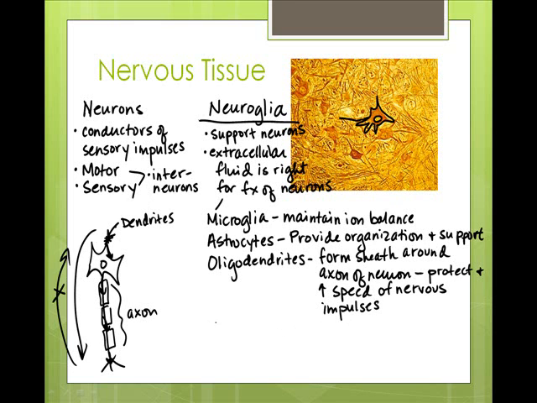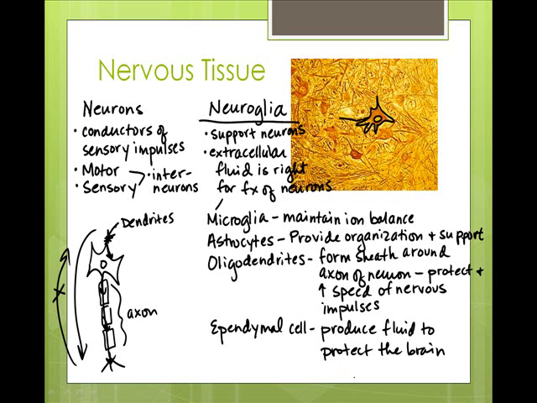The final type of neuroglia is an ependymal cell. And the ependymal cells are going to produce a fluid to protect the brain. You would know this fluid as CSF, or cerebrospinal fluid.